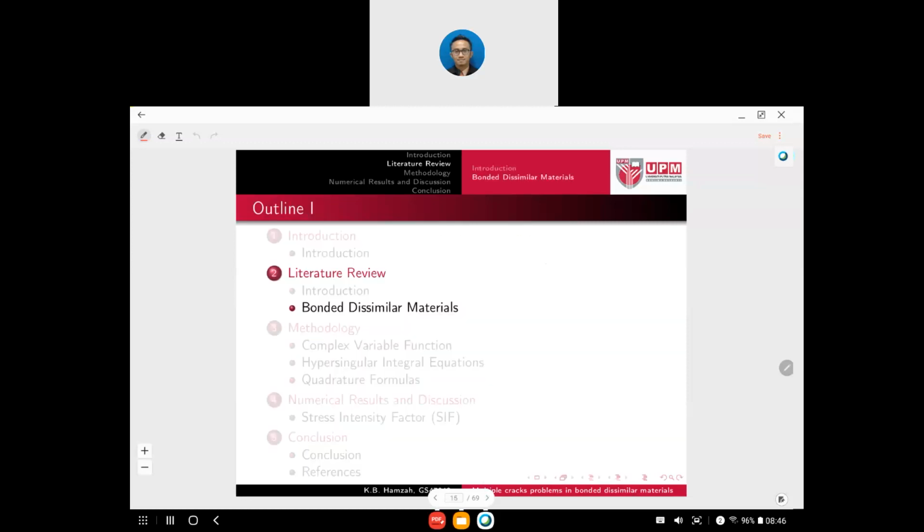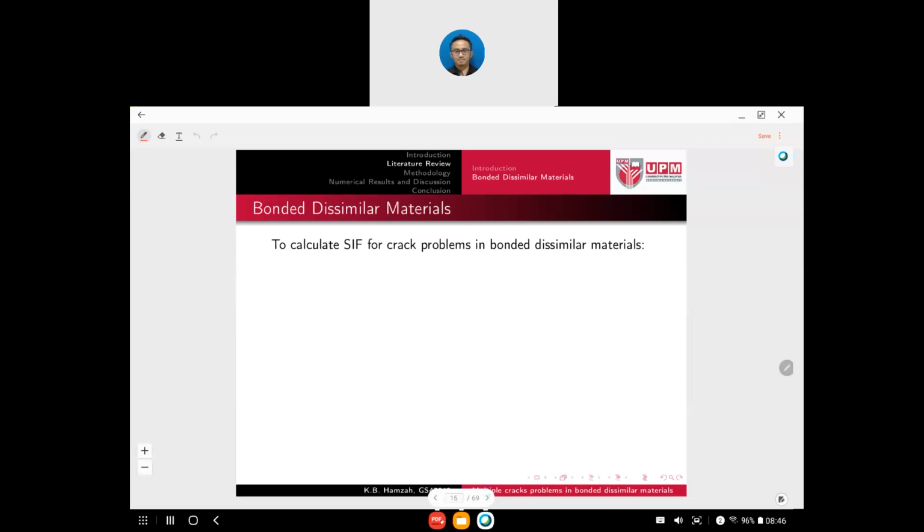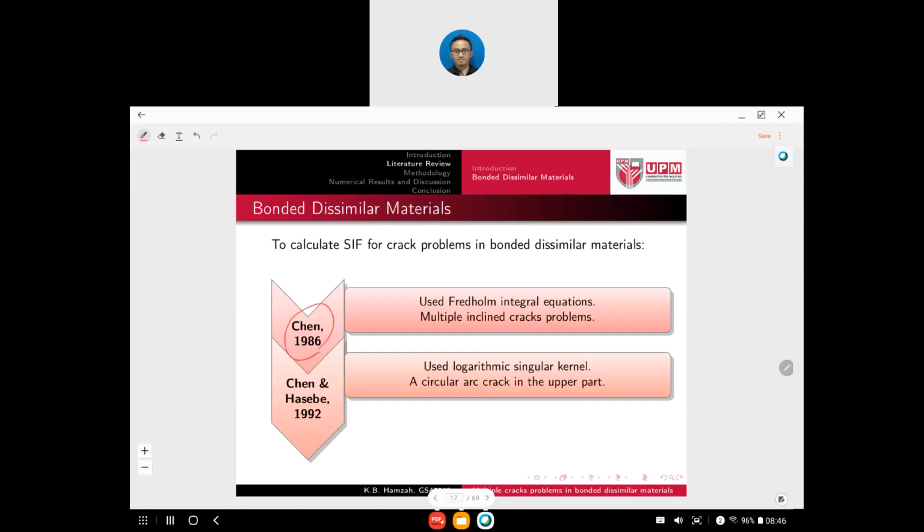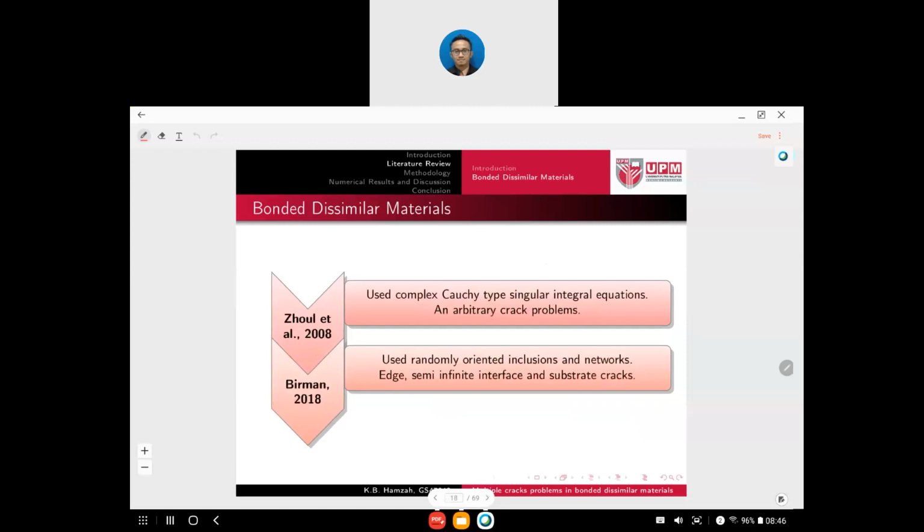For the case of bonded dissimilar materials, Chen 1986 used a Fredholm integral equation in order to solve multiple inclined cracks problems in bonded dissimilar materials. Chen and Hasebe 1992 used a logarithmic singular kernel for the case of a circular arc crack in the upper part of bonded dissimilar material. Zhou et al. 2008 used a complex Cauchy-type singular integral equation for the case of arbitrary cracks problems.